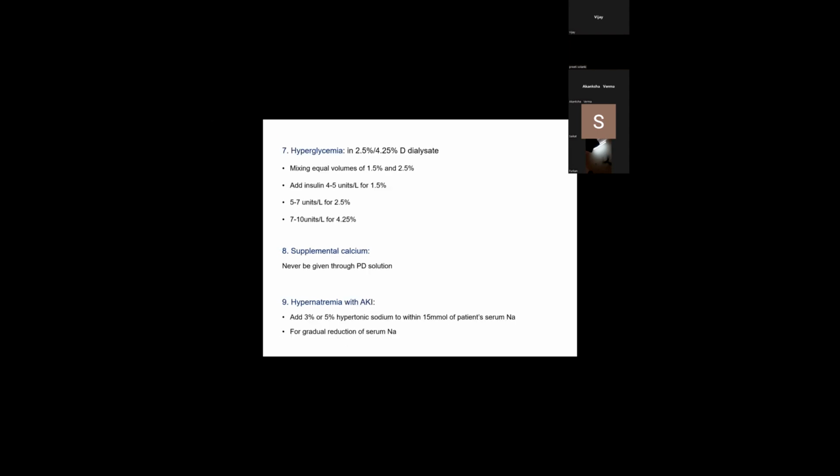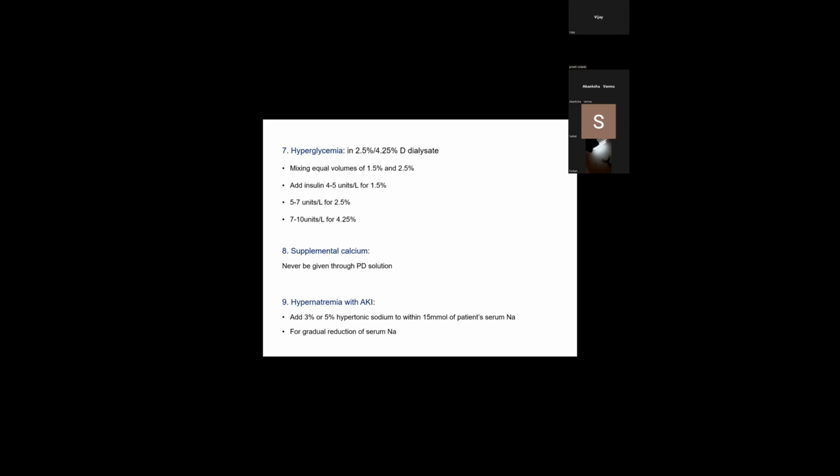If we are having hyperglycemia in the patient, then we can decrease the dextrose concentration if possible, and if it's not possible or the hyperglycemia is not corrected, then we can add insulin. Dose is 4 to 5 units per liter if we are using 1.5% dextrose solution, 5 to 7 units per liter for 2.5% dextrose solution, 7 to 10 units per liter for 4.25% dextrose solution.